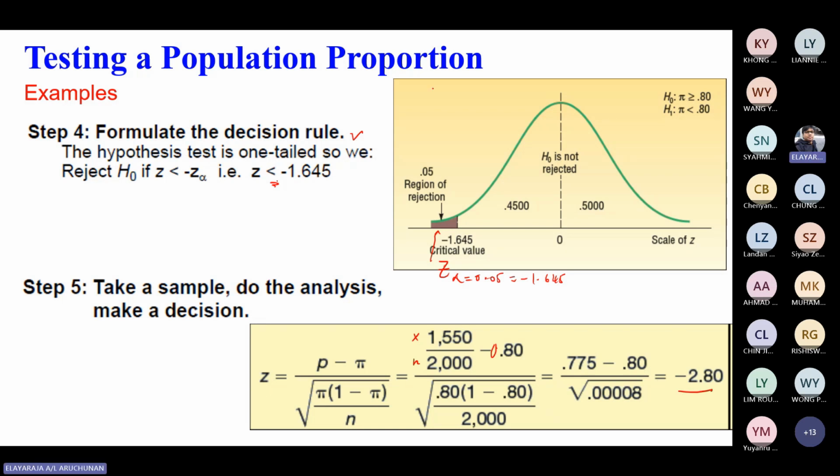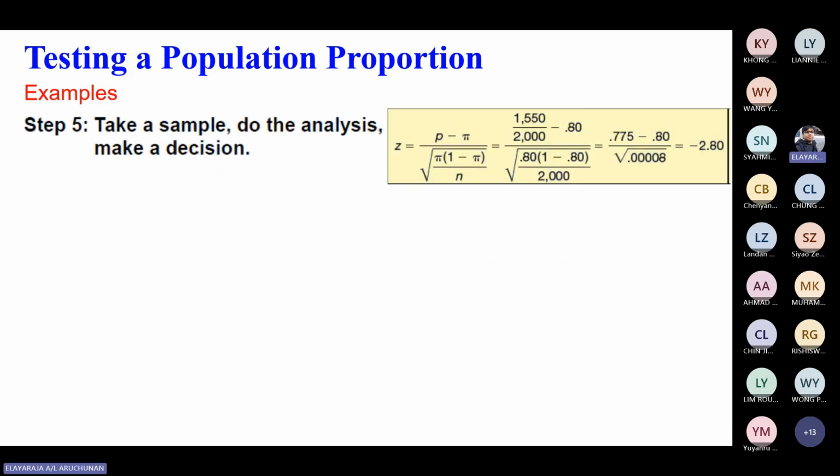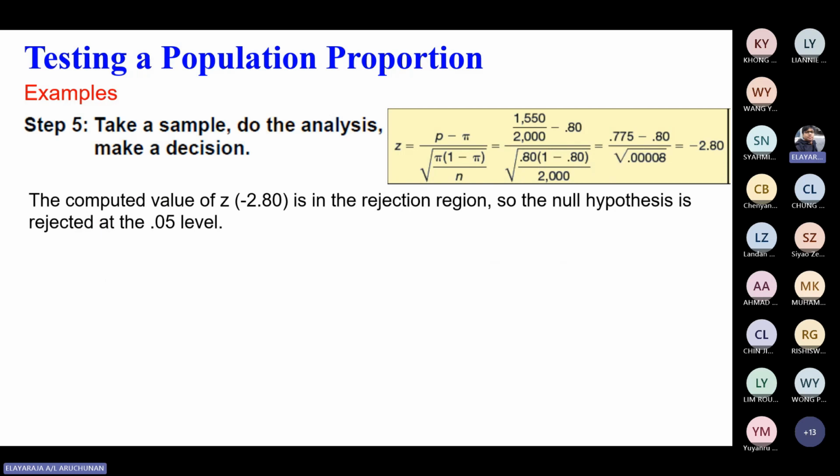So minus 2.80 is less than minus 1.645. That means the z value obtained is less than your critical value of alpha, which means we are going to reject. So the computed value, minus 2.80, is in the rejection region. So the null hypothesis is rejected at the 0.05 level, or 5%.